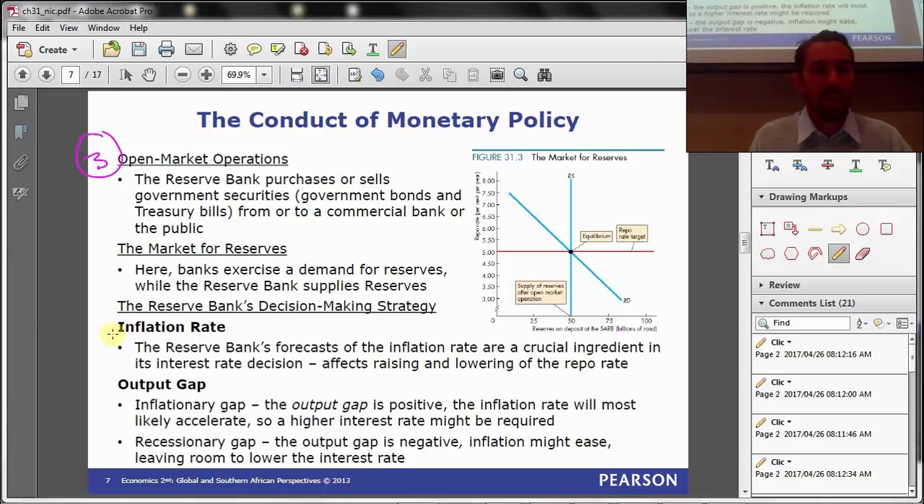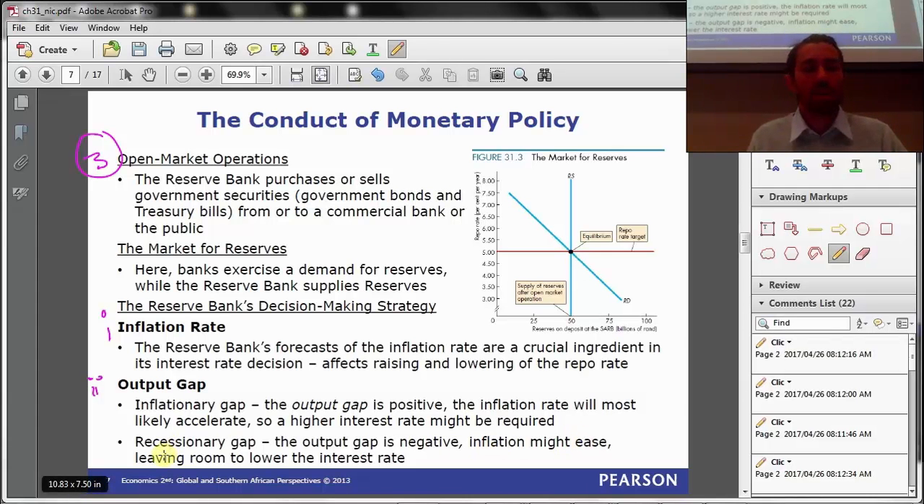So the Reserve Bank looks at, number one, the inflation rate, but also looks at something like the output gap. Because remember, its secondary mandate is growth. So if you have an inflationary gap, the output gap is positive, and the inflation rate will most likely accelerate. So what is the Reserve Bank going to do? It's going to increase interest rates, higher interest rates. Okay? You might, however, have stable inflation, but you have a recessionary gap. In other words, prices are not falling, but output is falling. So if you have a recessionary gap, then the output gap is negative. Inflation might ease, usually it doesn't, because wages tend to be quite sticky.